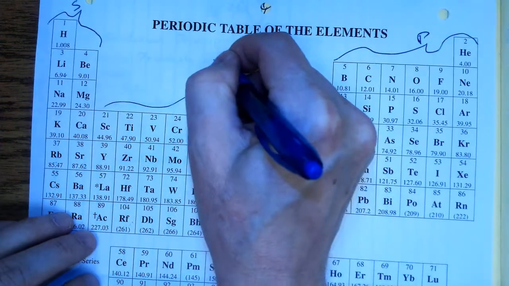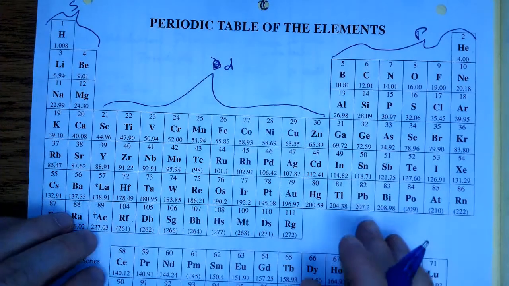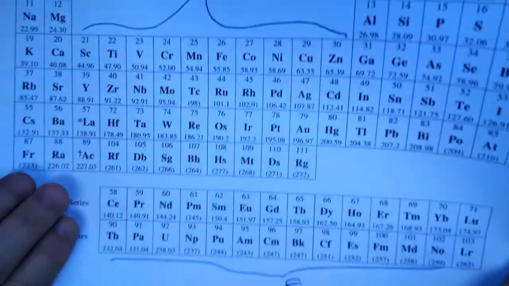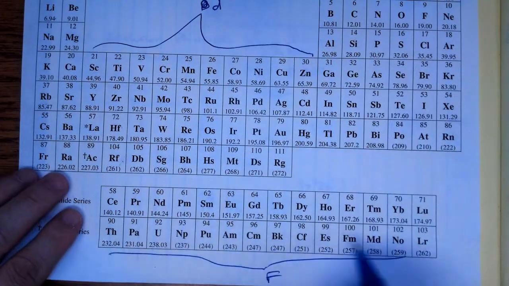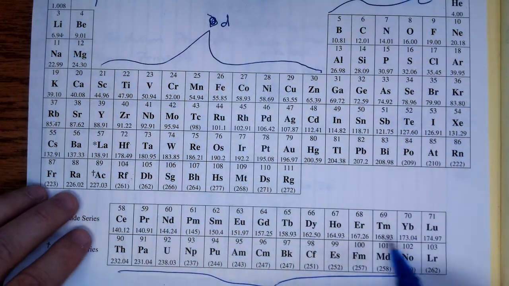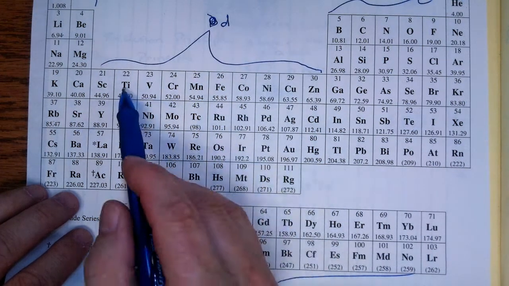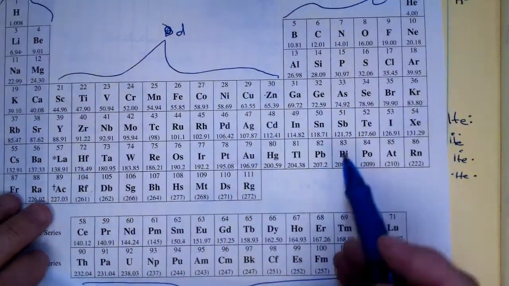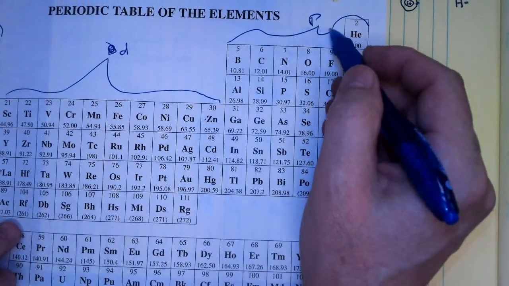We should have a lowercase d here, like that. And the bottom is F. These are the inner transition metals, and up here we have the transition metals. What's the one on the right? This would be P, the P block.